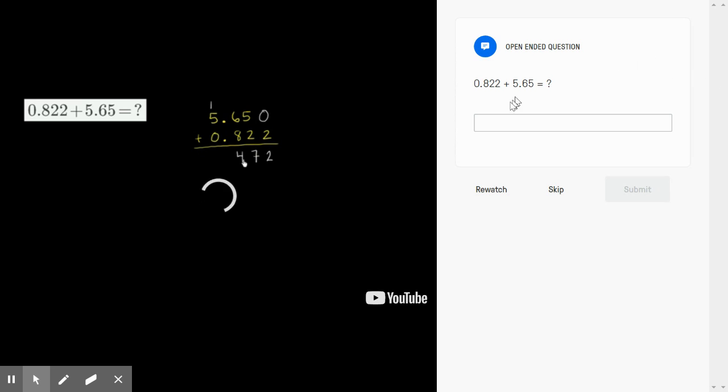All right, so now we're going to take the next 15 seconds to type the answer to this question. 0.822 plus 5.65 equals what? Go ahead and finish what he worked for us.